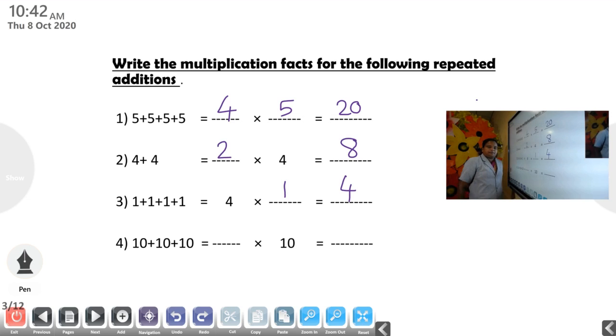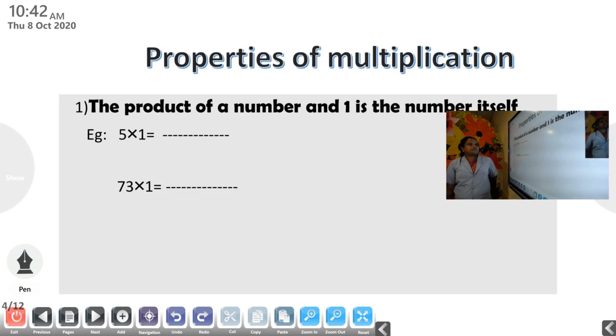Then last one, 10 plus 10 plus 10. How many times 10 repeated? 3 times. That is 3 into 10. 3 tens are 30. Very good. Is it clear? This is the multiplication fact. Okay.